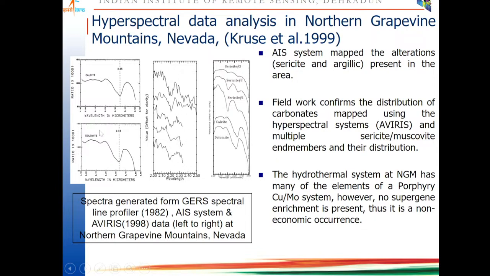So they tried to generate the spectrum of some material for a particular area of these three using these three sensors. And they said that they were able to identify the material, and the alteration was mapped in this area using the AIS system also. And they said that they have done the field work in the area, and they confirmed the distribution of carbonates, you can see over here the calcite.